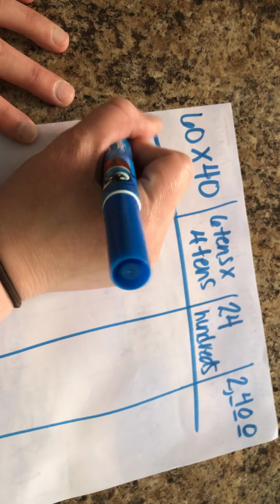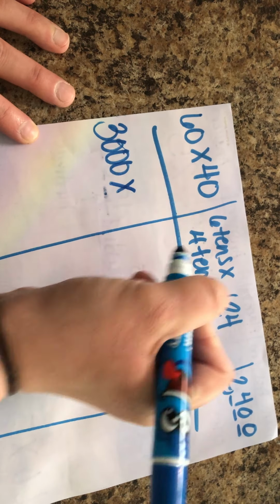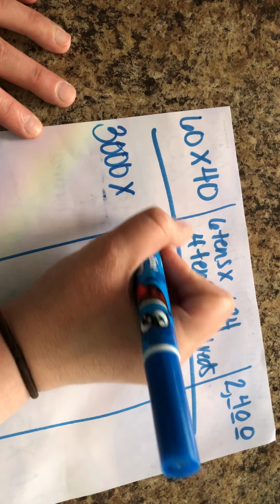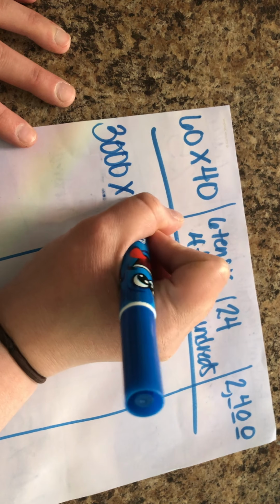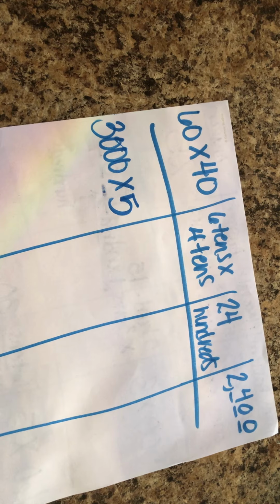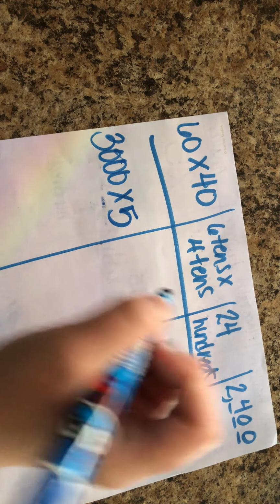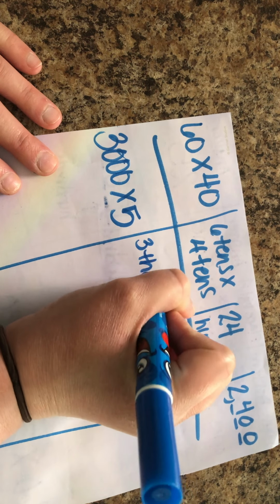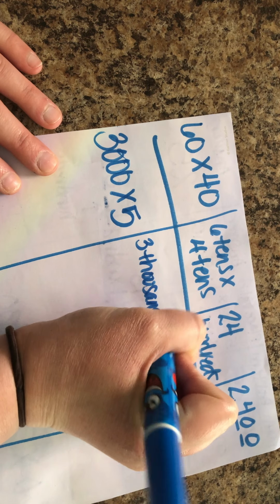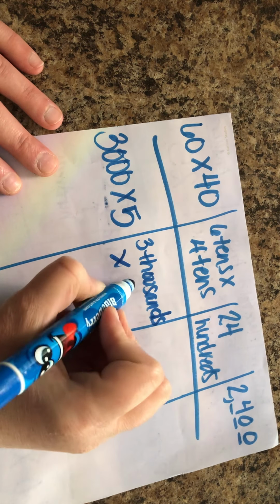Okay, so the last one is a thousands times a 1. So let's do like 3,000 multiplied by, what do you guys want to do? Let's say 5. Okay, so now, what do we know? We have how many thousands? We have 3 thousands. And we have 5 ones.